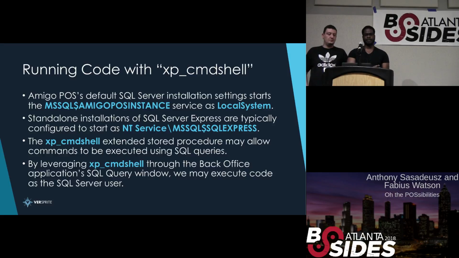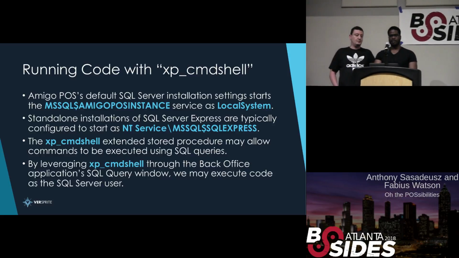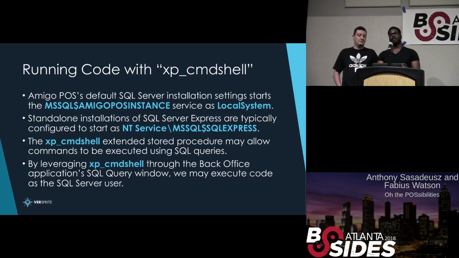Whenever Amigo POS is installed, its database is installed as local system, which is interesting because if you do a standalone install, typically the privilege level is lower than that. So that was a choice made by the Amigo developers. As I said, we're going to use the XP Command Shell procedure to actually run commands. And because it's installed as local system, we can use the SQL query window to actually run system commands through SQL.